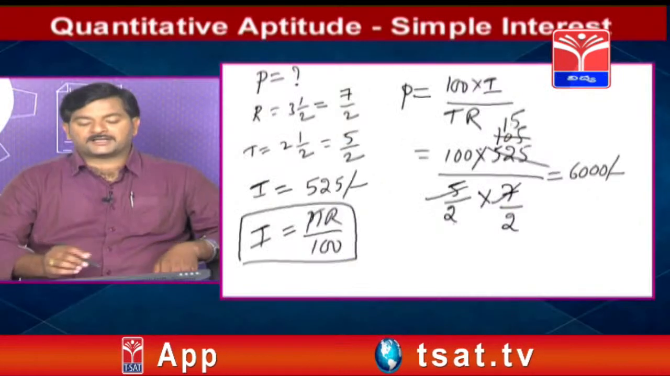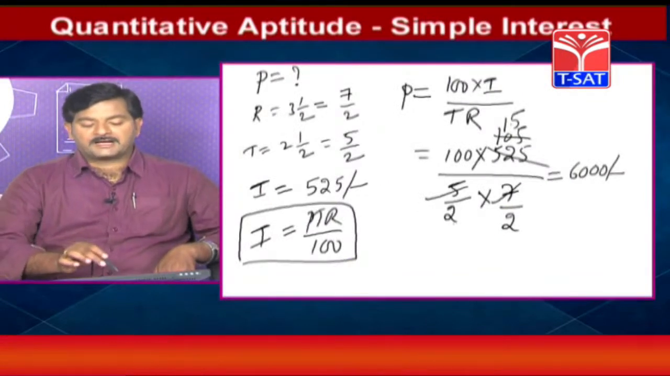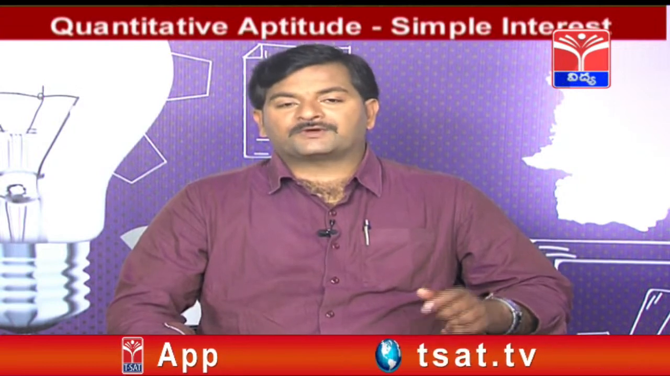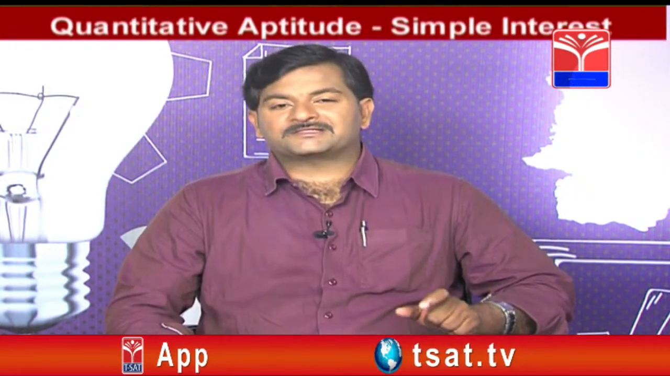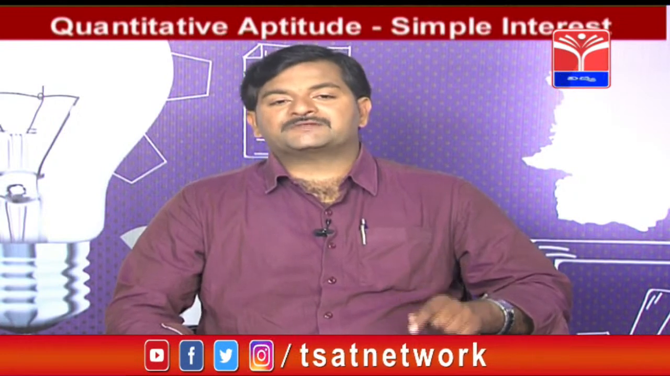How? Here rate of interest is 7/2 given, and interest is equal to 525 rupees. 525 rupees for how long? It is for 2.5 years. 2.5 years means simply we can write 30 months, right? So for 30 months 525 is the interest, then for 12 months what is the interest? Means indirectly for 2.5 years interest is 525, then what is the interest for 1 year?